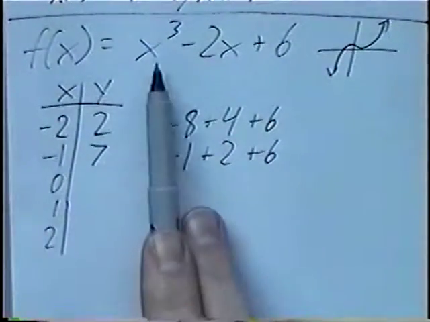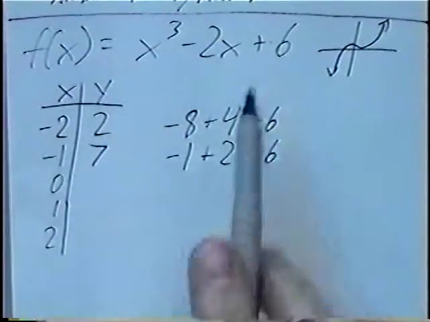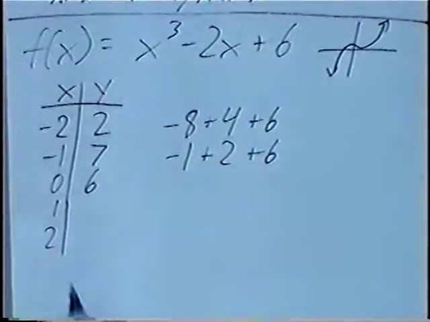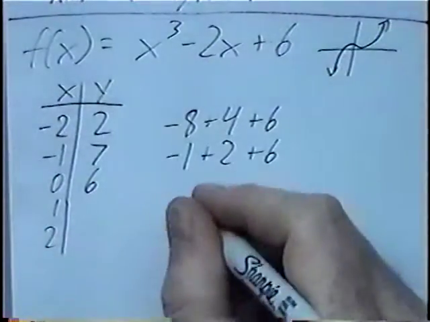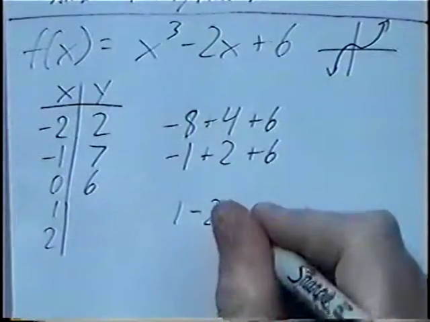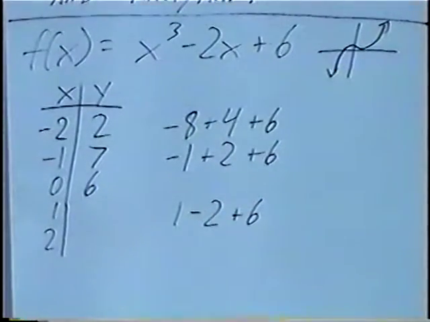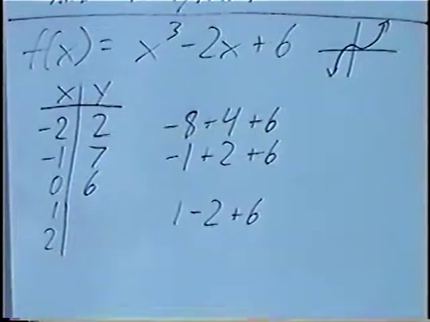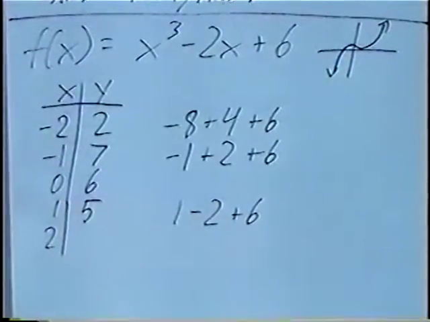Plugging a 0 in, the x's will be zeros, we'll add 6 to that, so 0 will be 6. Plugging a 1 in, 1 cubed would be 1, -2 times 1 would be -2, and plus 6. 1 minus 2 would be -1, plus 6 would be 5.